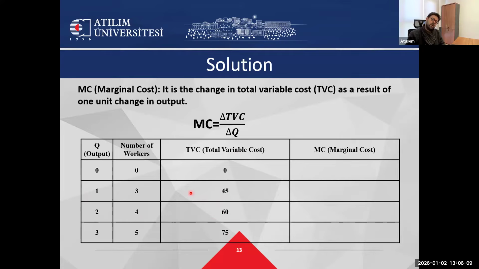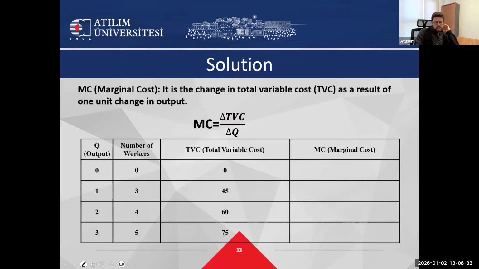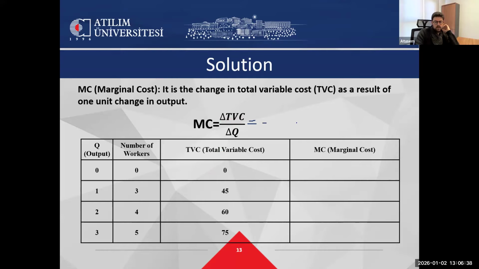And one more formula, marginal cost. I said marginal means always additional. That means when I change the quantity or the amount of output, how does it change the total variable cost? Or in the short run, I'm going to write that one also: change in total cost divided by change in quantity.